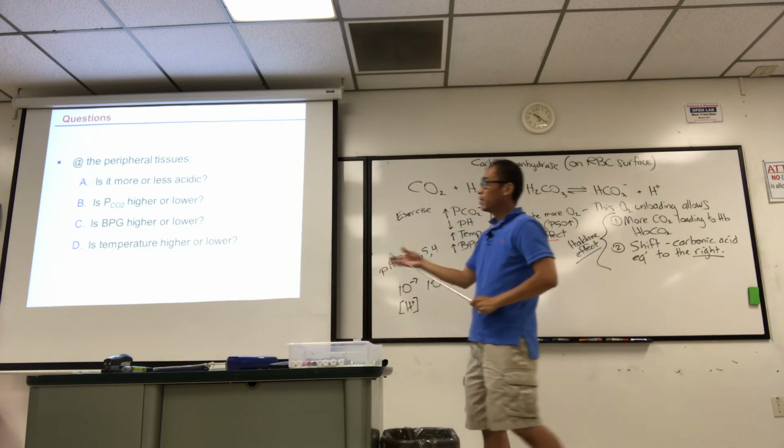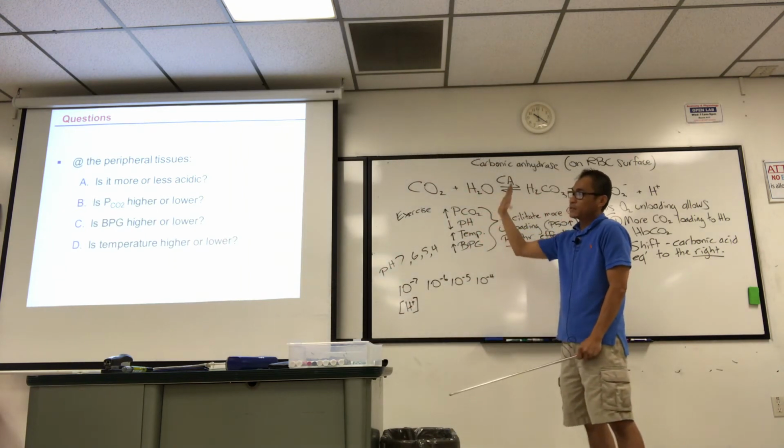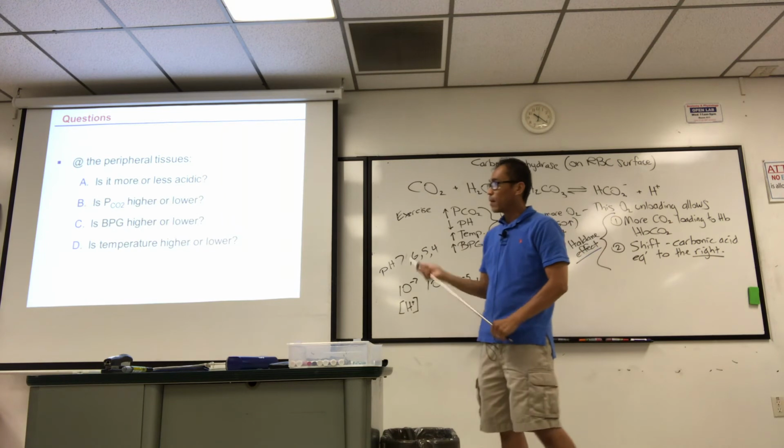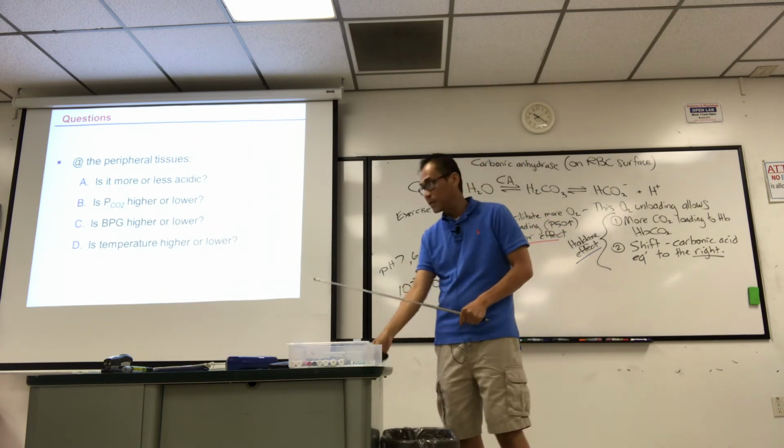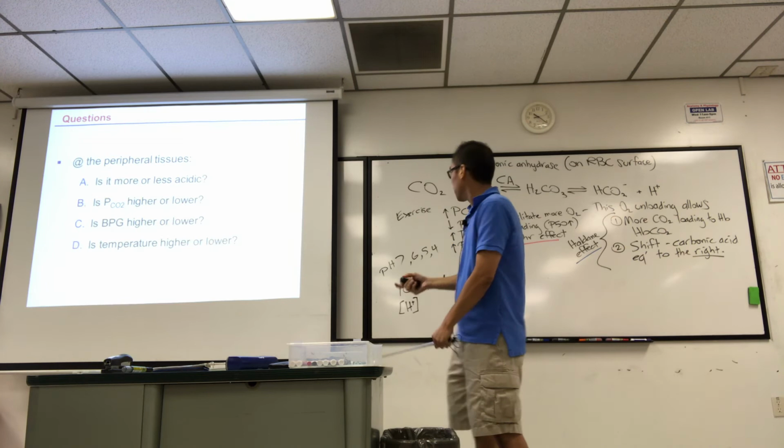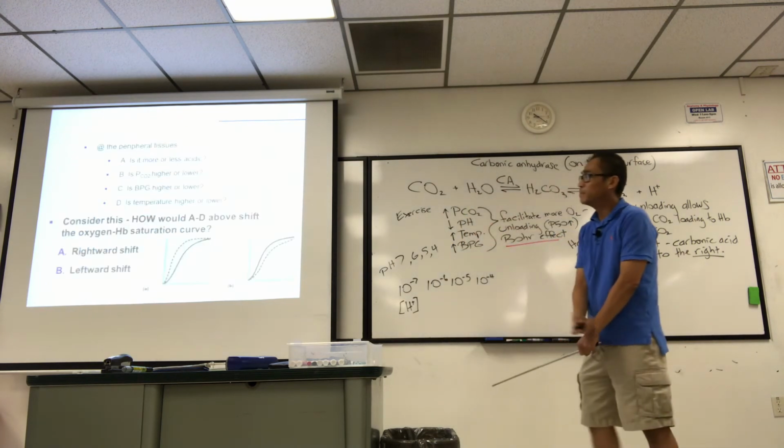Anyways, number one, blood is, let's say, more acidic. What about PCO2? Higher. BPG? Higher. Body temp? Higher. Okay, so that's kind of what I was hammering into you. All those changes that are right here.